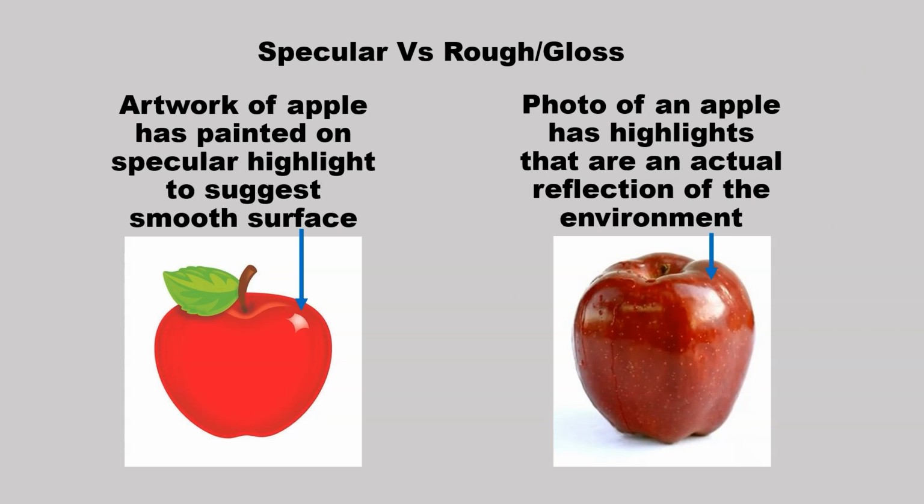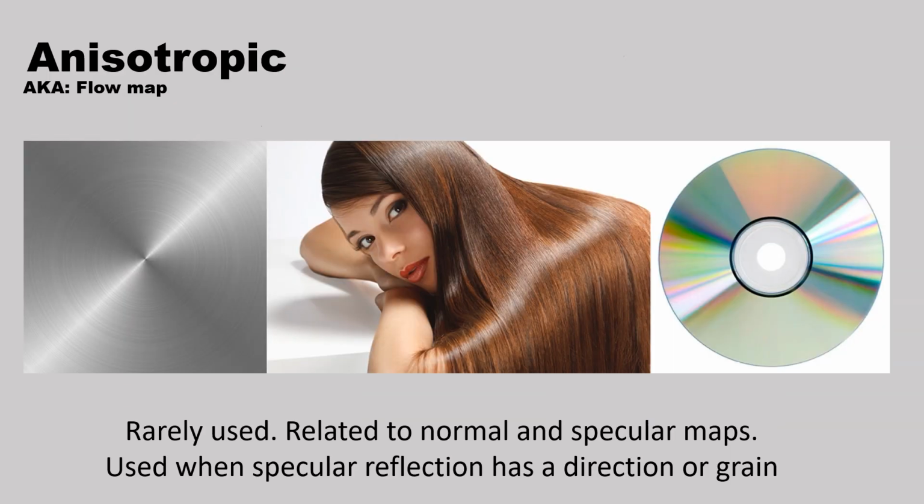So you can think about that as like an artist's drawing of a shiny object where they paint in a little highlight to suggest the smooth surface, whereas an actual photo has the actual reflected environment in that surface. So that's the difference between the specular and the glossiness or the roughness.